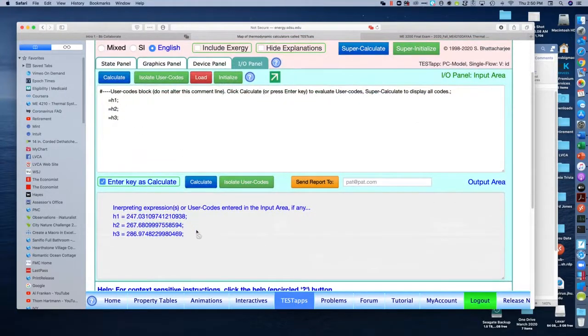So those are our three enthalpies, and all we really want to do now is calculate the isentropic compressor efficiency. And what that actually is going to be is the isentropic work. I'm going to just go ahead and say work isentropic. And we know that that work is the outgoing enthalpy minus the incoming enthalpy. So we see that the difference between those enthalpies is 20.6.